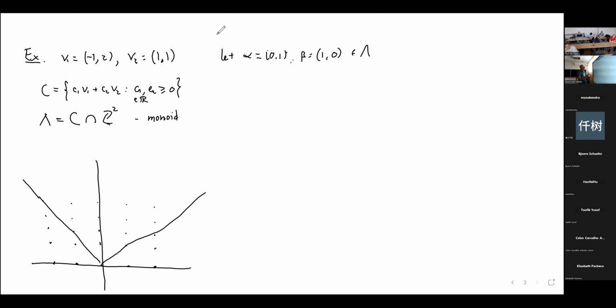I think it'll be okay if I let beta equal 1, 1. So that's laid plans and all. So here's alpha. Here's beta. Let's look at the principal right ideals corresponding to those. So I want to look at alpha plus lambda intersected with beta plus lambda.